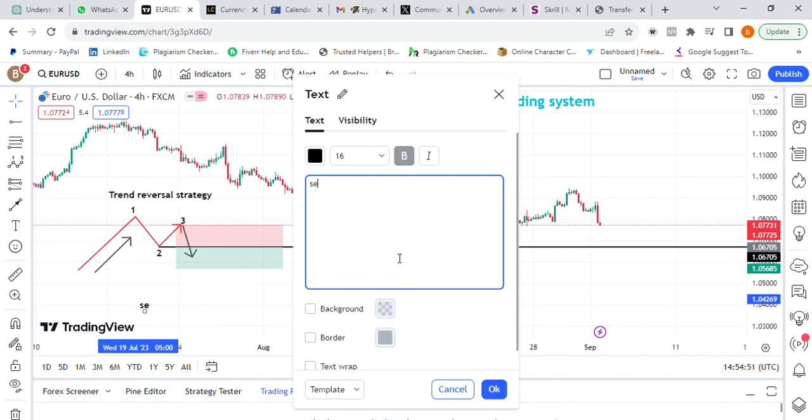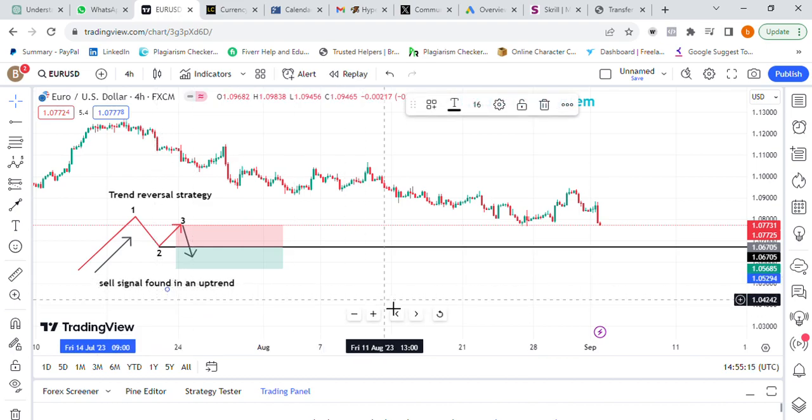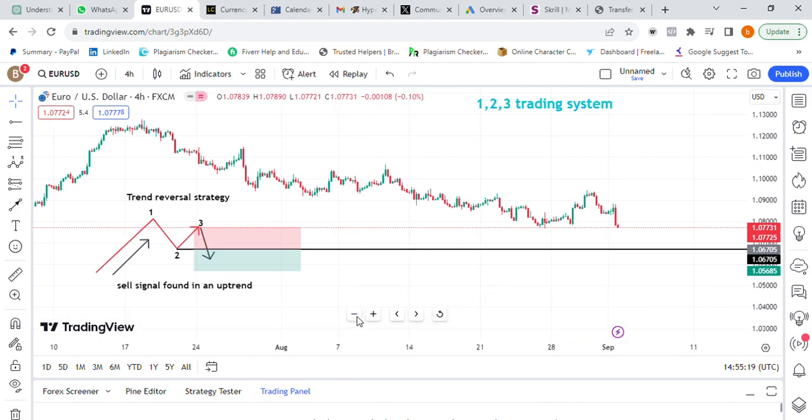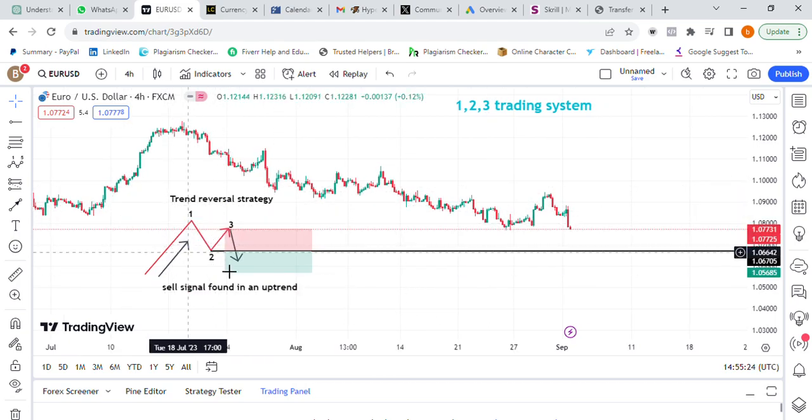Sell signal found in an uptrend. This sell signal found in an uptrend. Then let's show you that of the downtrend. This is sell signal. This is for sell position. You sell at this point.